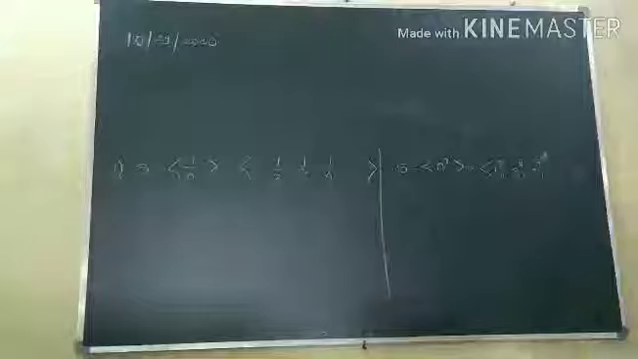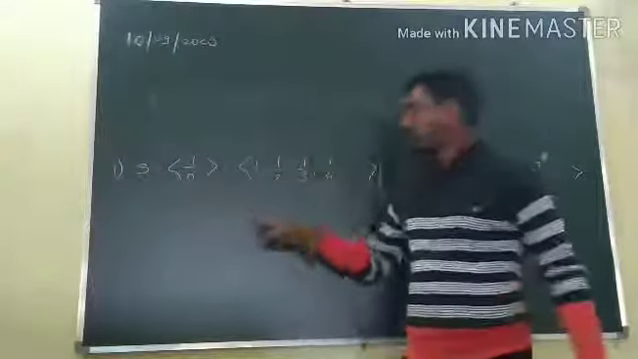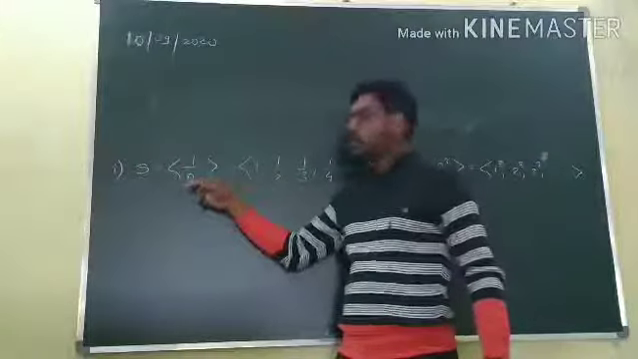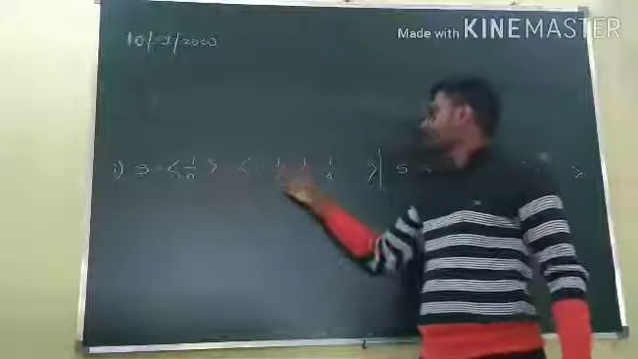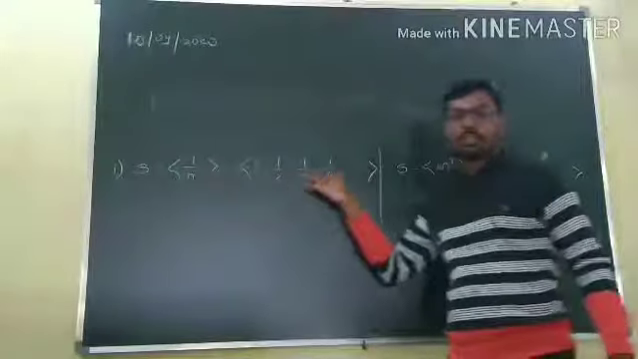Okay. So now you will see another example of subsequence. We have been given a sequence whose nth term is 1 by n. So we can write this sequence as 1, 1/2, 1/3 and so on, just by putting n equal to 1, 2, 3 and so on.